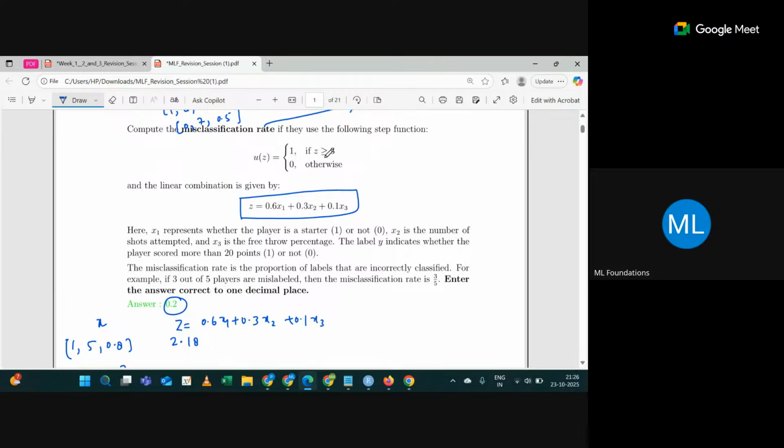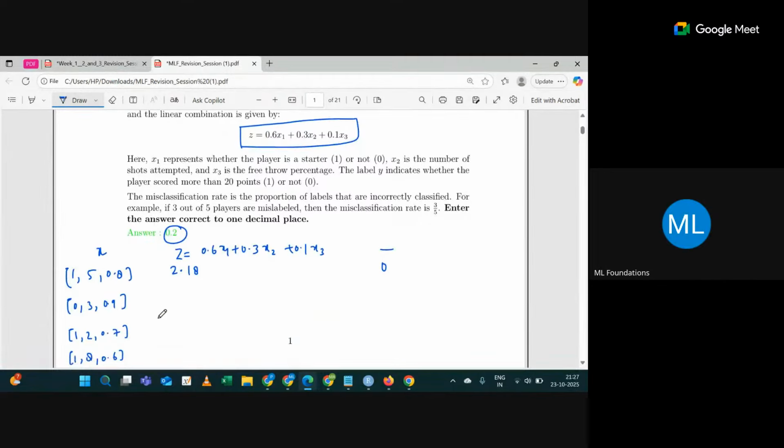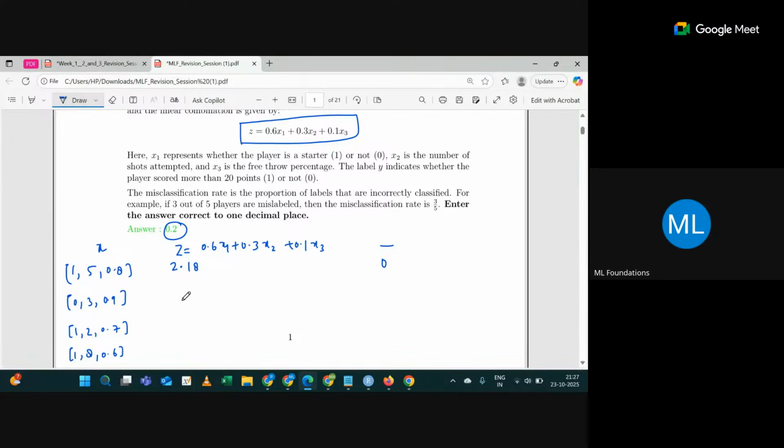What next do we have to do? For U of Z, if Z is greater or equal to 3, we take 1, otherwise 0. So what will be the case here, 1 or 0? 0, because this is not greater than or equal to 3. What about the next part? Can you tell me the values, so that we can keep 0 for this one, 1 for this one? 0.99, so it will predict 0, right? Then next, it seems again less than 3.